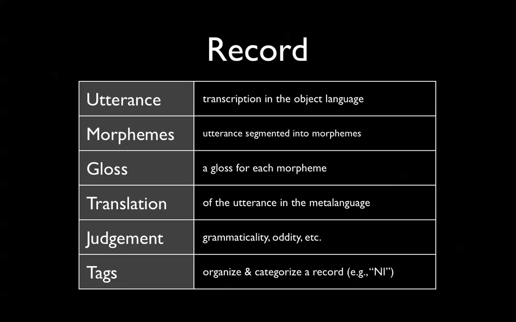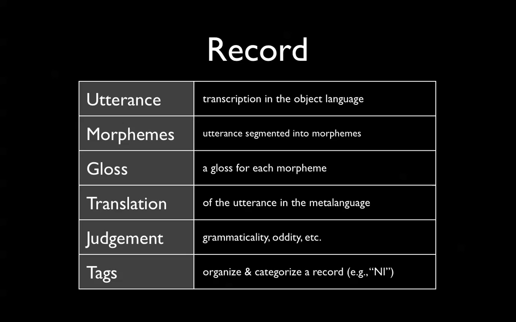The utterance field should contain a transcription in the object language. The morphemes field is the utterance segmented into morphemes. The gloss field is isomorphic to the morphemes field and contains a gloss for each morpheme. The translation field is for a translation of the whole utterance in the metalanguage, for example, in English or Spanish. The judgment field is for indicating the grammaticality or oddity of the object language form.